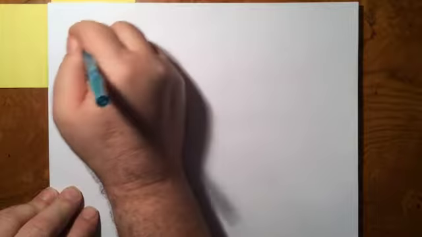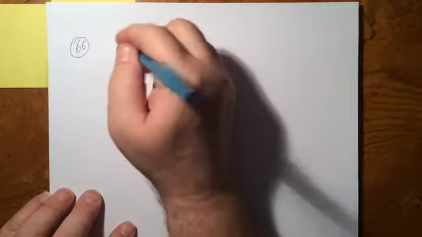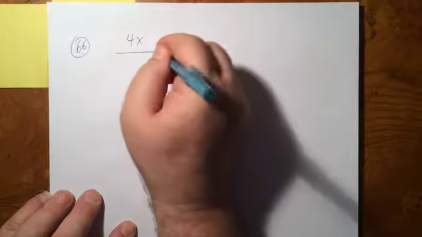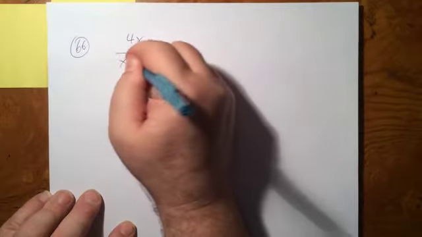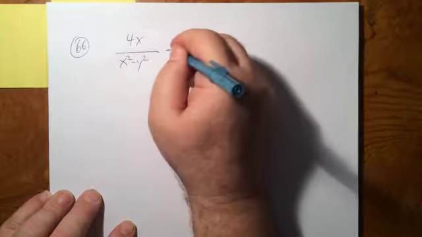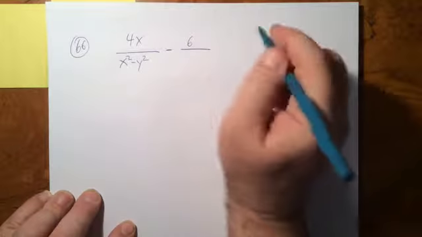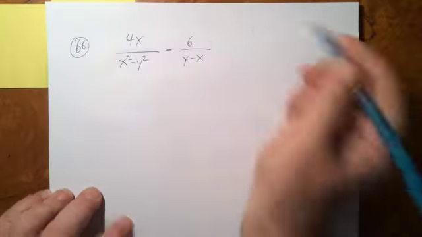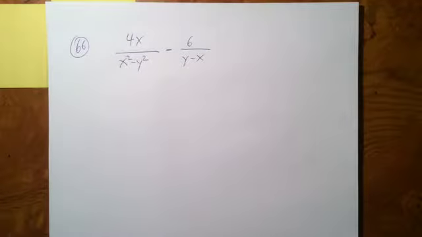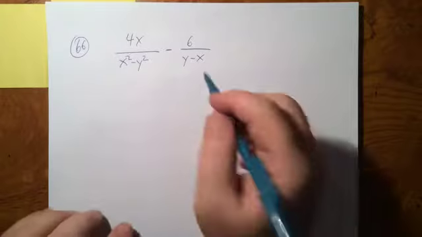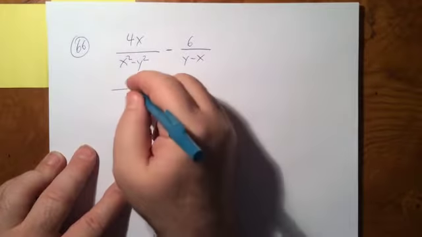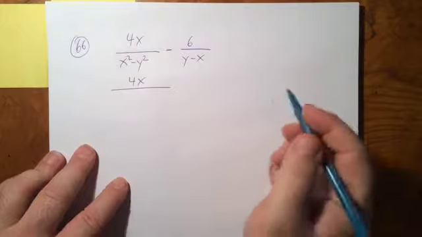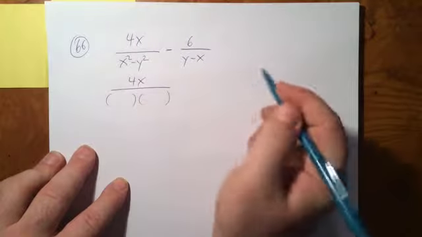So let's take a look next at question number 66. So this problem contains the following. x over x squared minus y squared, minus 6 over y minus x. Similar problem here. At first, this problem looks like it could be a little complicated. It's a subtraction problem. But let's take a look at the first factor. We'll see by applying the technique I showed you a little while ago, this is going to make this problem a lot easier.